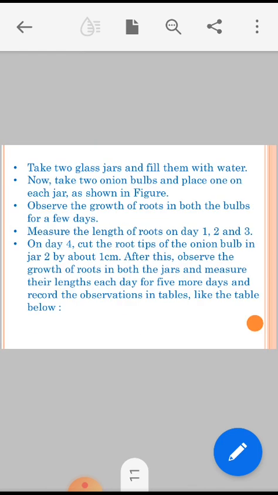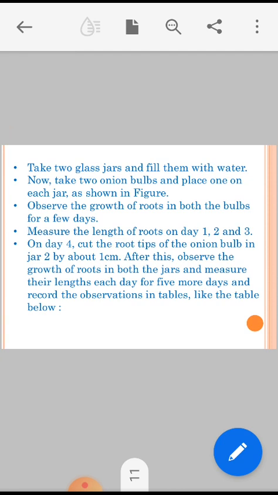Okay, now let's see the procedure. What you have to do in this activity: take 2 glass jars and fill them with water. Now take 2 onion bulbs and place one on each jar. As you had seen in the previous figure, we had taken 2 onions and we have to place one on each jar. Both jars you have to take, and in each you have to put an onion. Now observe the growth of roots in both the bulbs for a few days.